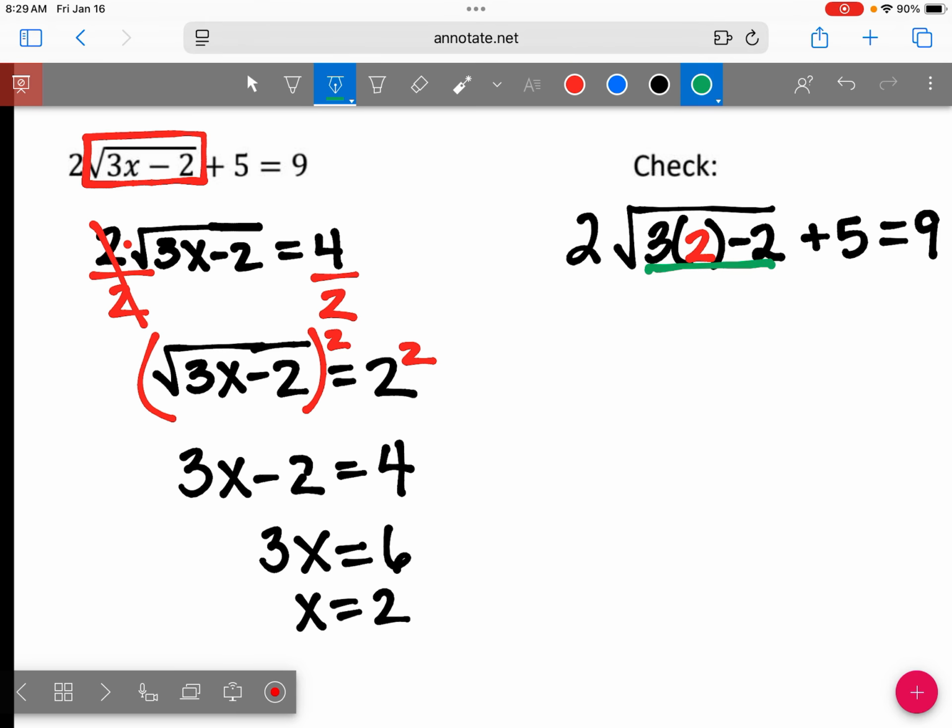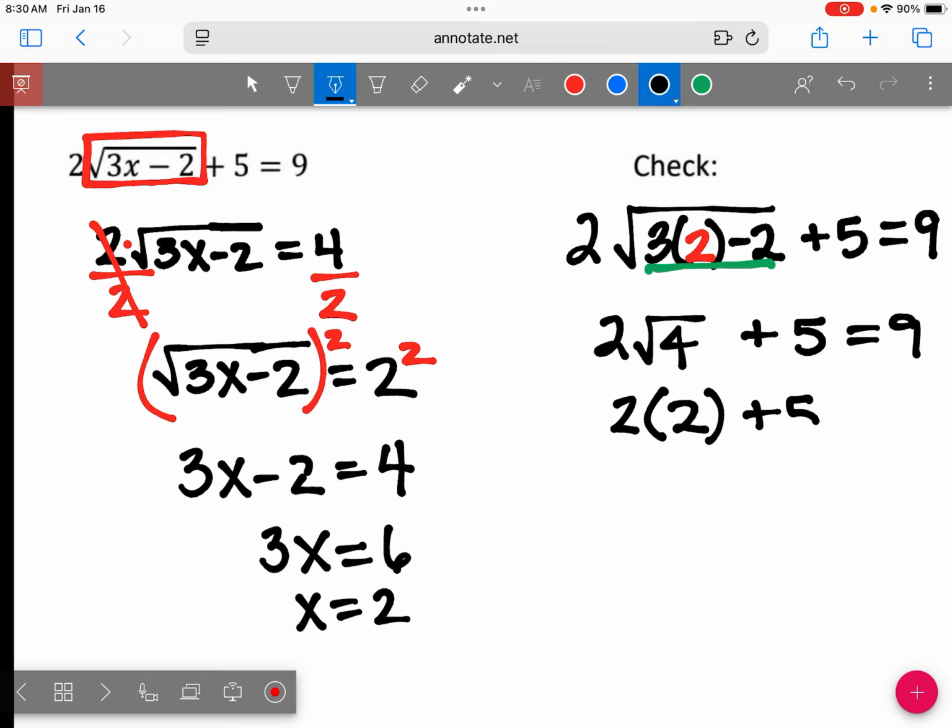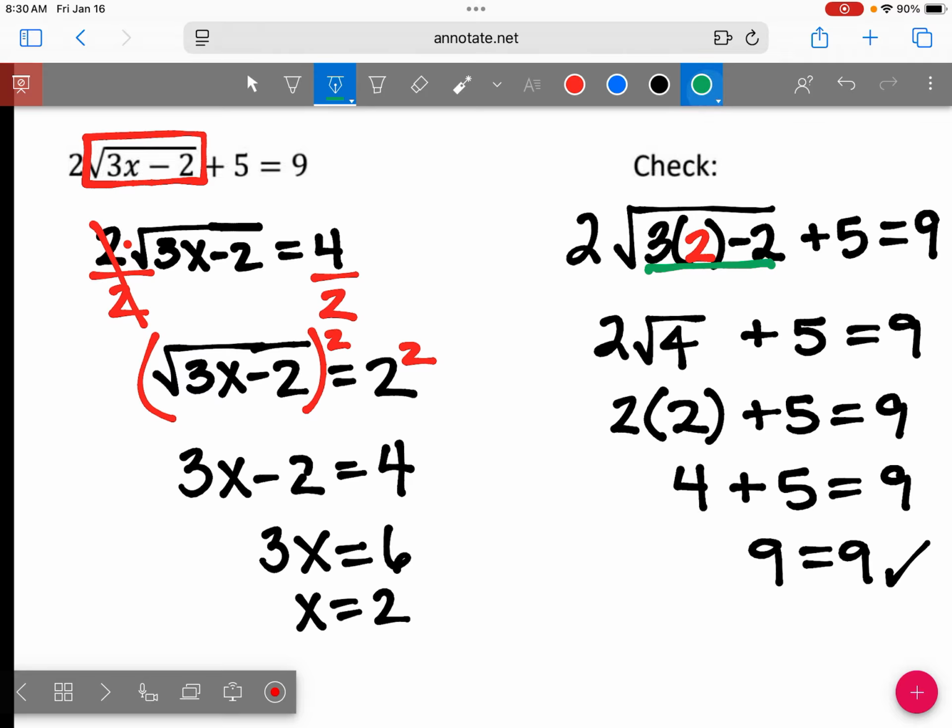Go ahead and see what you get there. So we got 3 times 2, which is 6. And 6 minus 2 is 4. And what is the square root of 4? 2. Two times 2 is 4. And 4 plus 5 is 9. So it does work. That is my answer.